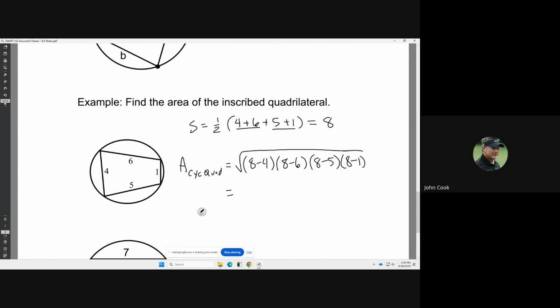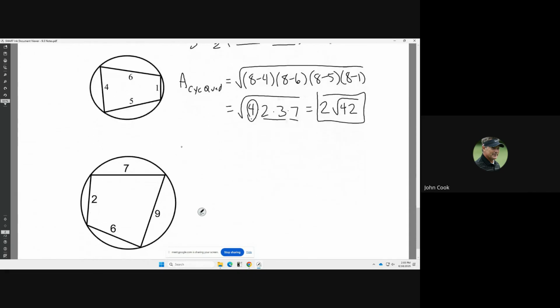Okay, so that gives us, let's see here, 8 minus 4 is 4, 8 minus 6 is 2, 8 minus 5 is 3, 8 minus 1 is 7. Well, let's simplify it. Because I know that out of 4, you can take the square root, so let's take a 2 out of there. And then 2 times 3 is 6, and 6 times 7 is 42. So square root of 42, and none of those are reducible any further. So there's your area. It's 2 square root of 42 units squared.